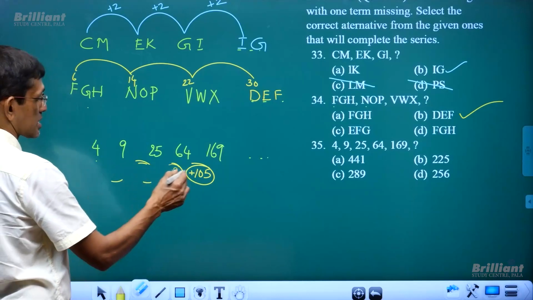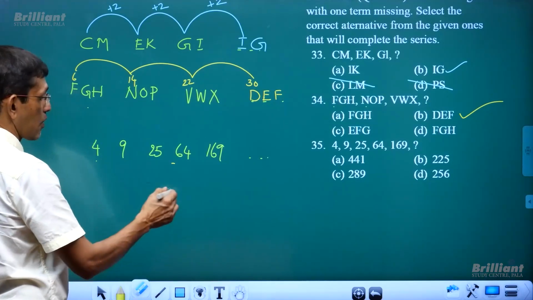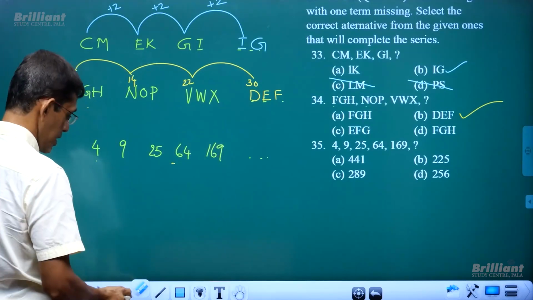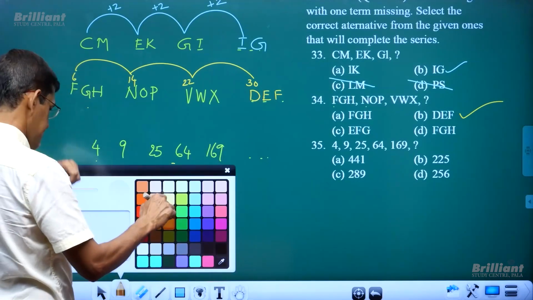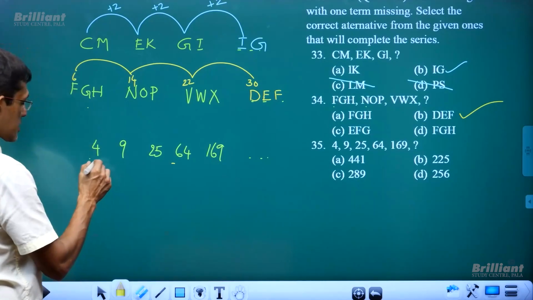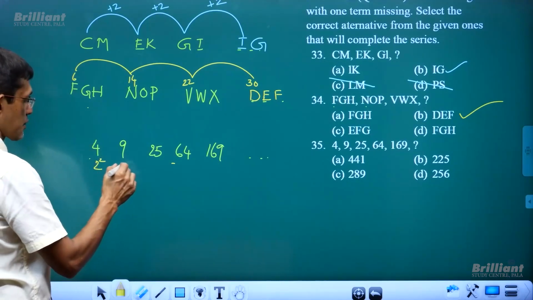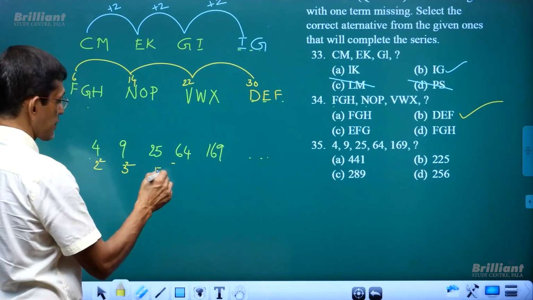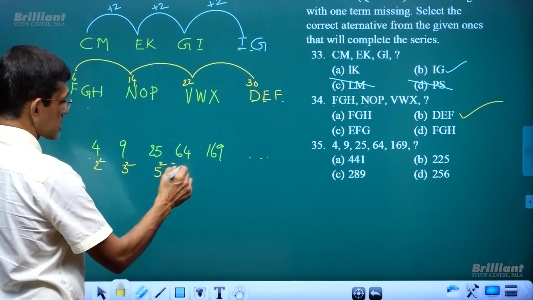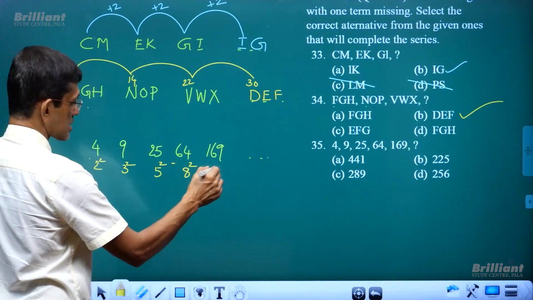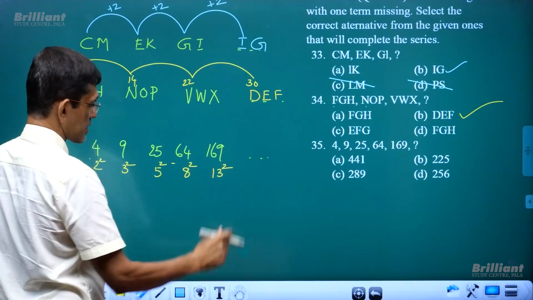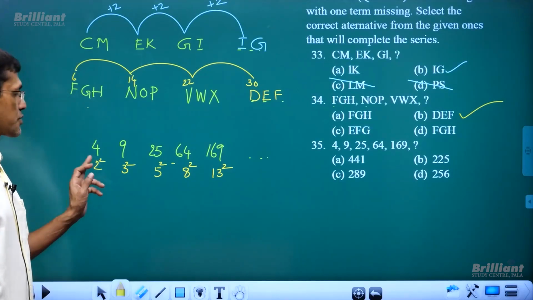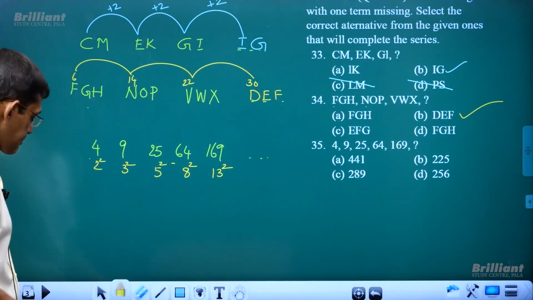I'm pretty sure at least some of you have noted these are all perfect squares. So let's take a look at it that way. First one, it's 2 square. Next one is 3 square, 9 is 3 square. Next one is 5 square. And this is 8 square. And this is 13 square. So these are squares of numbers. And is there any peculiarity for these numbers 2, 3, 5, 8, and 13?